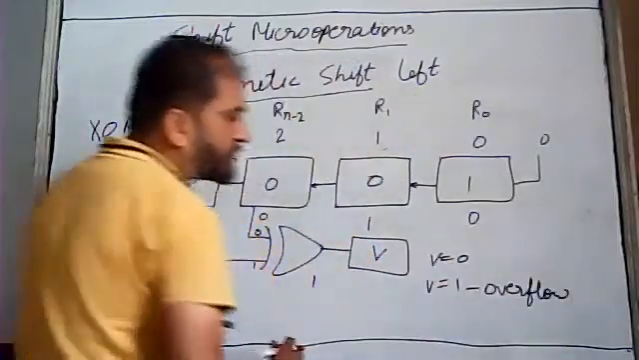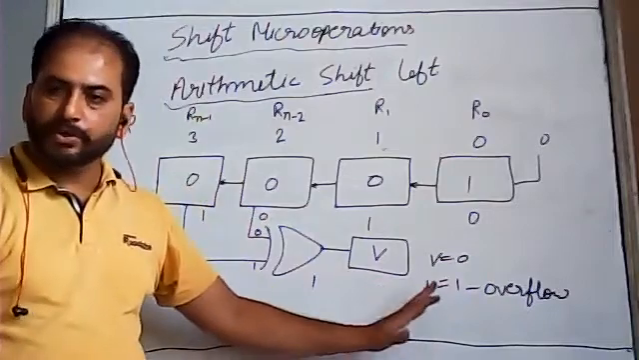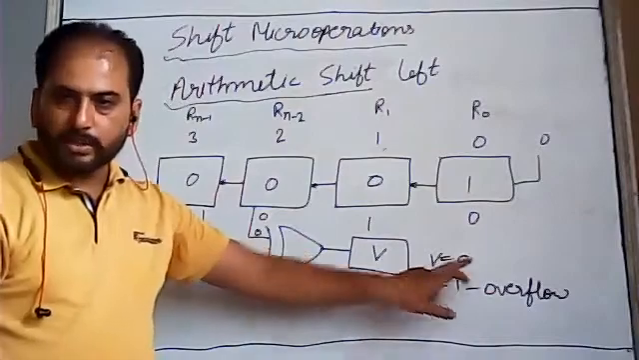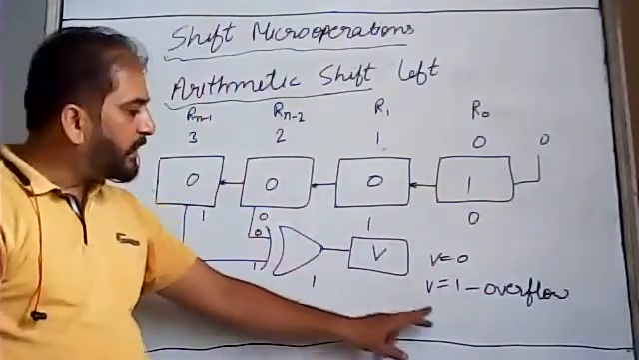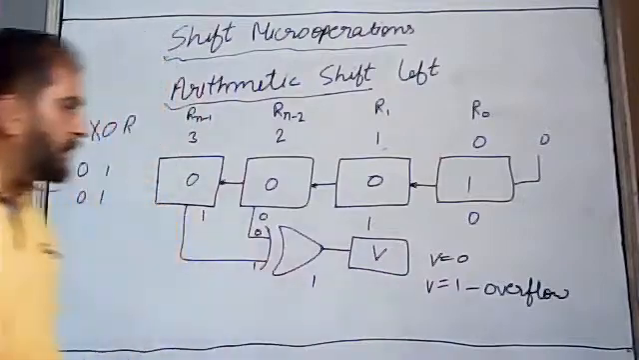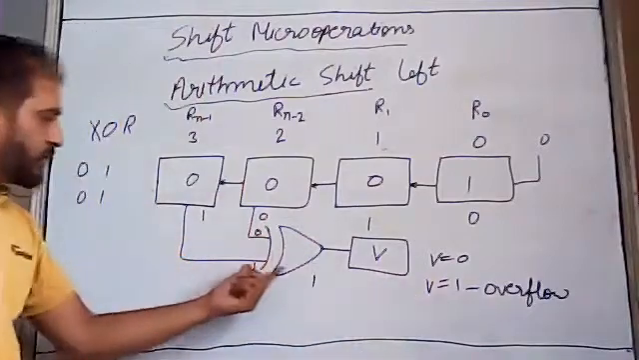If V is equal to 0, this means there is no overflow. If V is equal to 1, this means there is overflow. Then the value of V is set by this XOR gate.